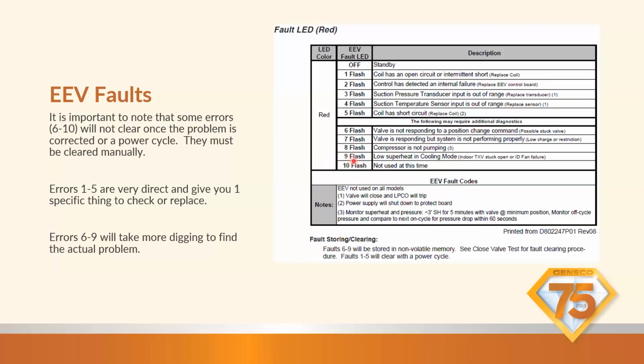9 flash, low superheat in cooling mode. So it's reading some temperatures off the temperature sensor saying, hey, it thinks the indoor unit's got a problem. So at that point, we've got to go check the indoor. We've got to make sure we've got a clean filter, a fan that's running the right fan speed, all that kind of stuff. So it's telling you to check the indoor unit on a 9 flash.